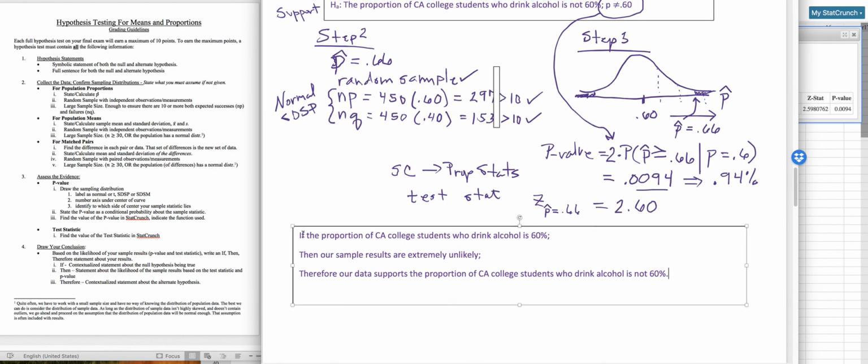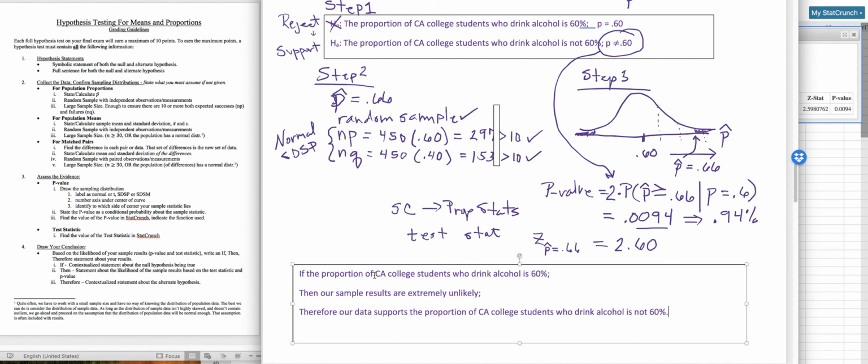So in your if, you're just restating the sentence of your null hypothesis. Your then is talking about the likelihood of your sample results. You're deciding on that from your p-value and your z-score. And then your therefore is always talking about the alternate hypothesis. And remember, the alternate hypothesis either gets supported or not supported. Those are your only two options, and we supported it in this case.